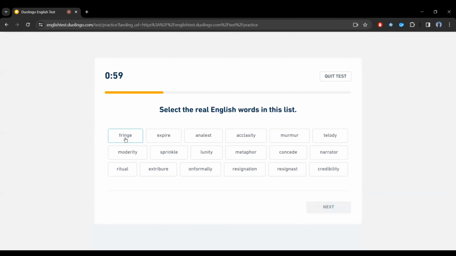Okay, English. Fringe is a word, expire is a word, murmur is a word, modality, sprinkle is a word, unity, not sure, metaphor, concede, narrator, ritual, conformal, resignation, credibility, rarity, analyst, city, utility, identity.